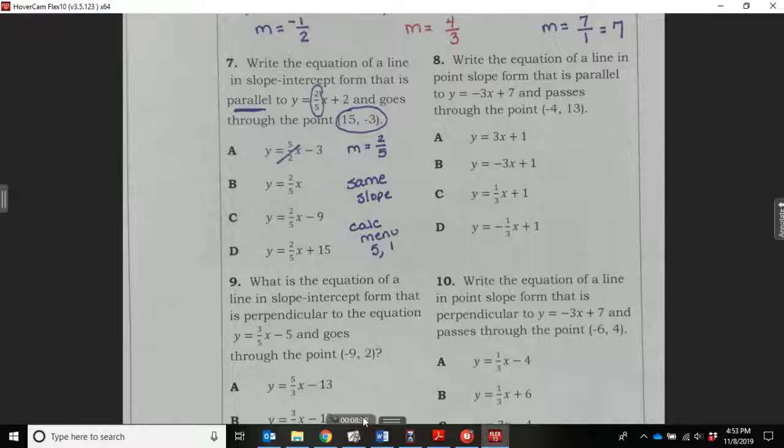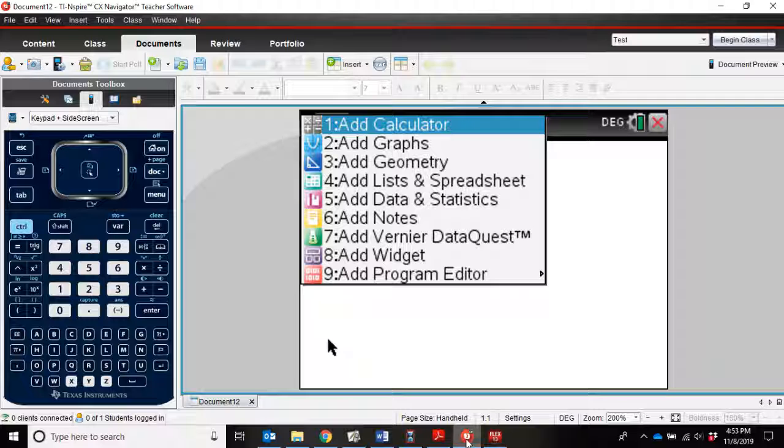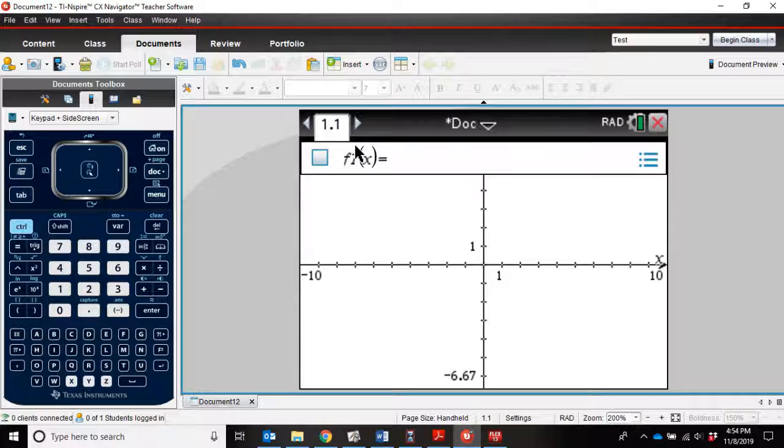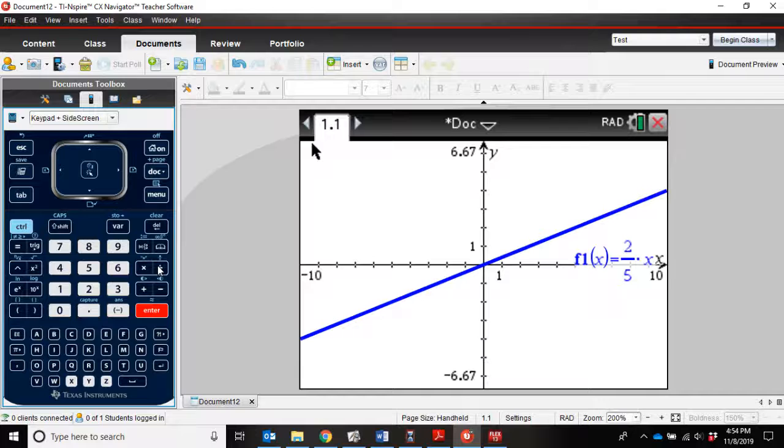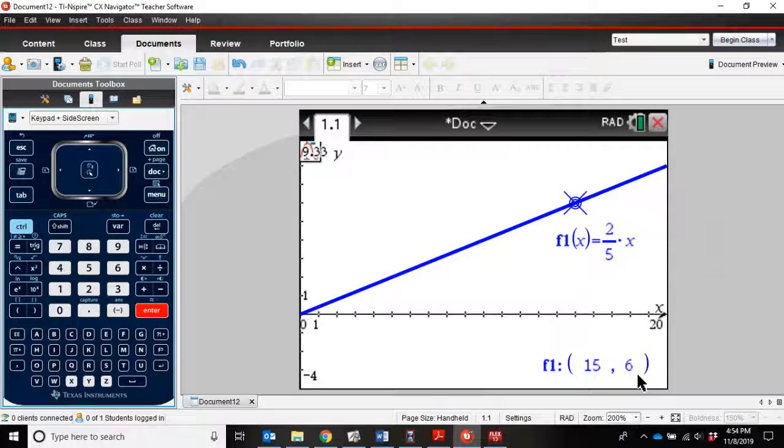So let's go practice that. So we're going to go to a graph page. And it already says y equals, so I can type it right here where it says f of x. And I'm going to put 2 over 5 x, and I'm going to graph it. And then the steps are menu 5, 1. And since I'm looking for 15, I type in the number 15, and then I press enter, and it tells me 6. So that means letter B is not my answer.